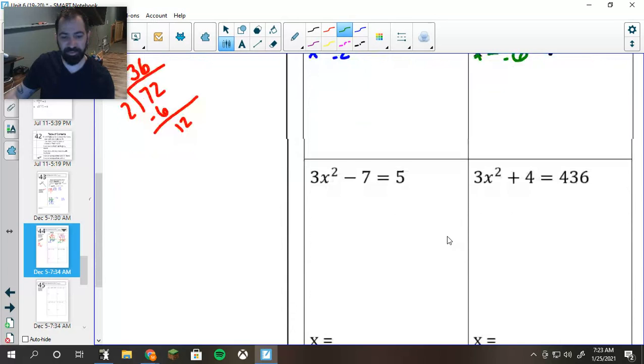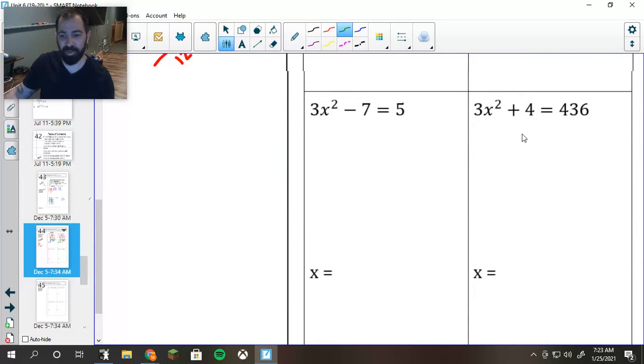Well, let's see if you can pause the video here and do these next 2 problems on your own. When you come back, we'll have them and show you how to solve them. See if you can solve these 2 on your own. Pause the video now and then come on back.